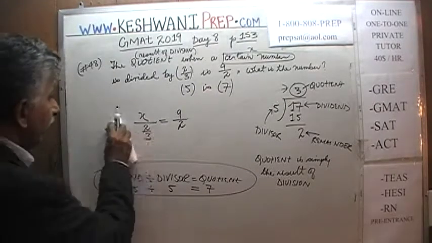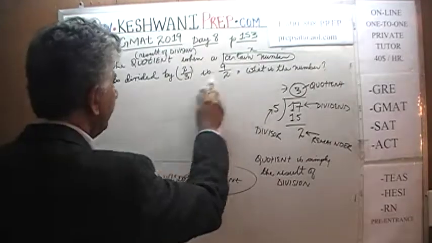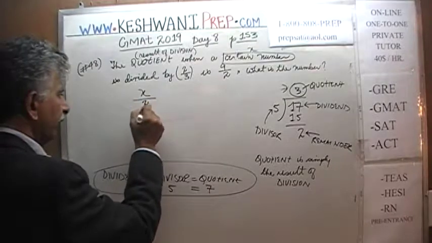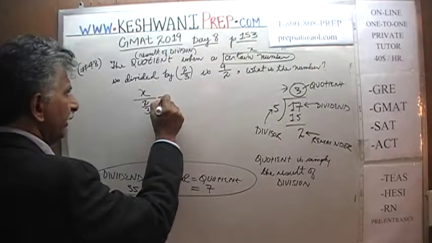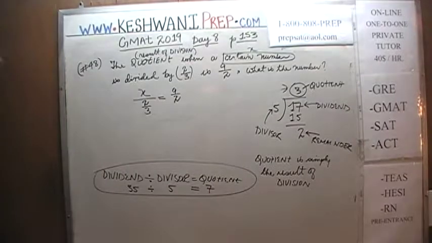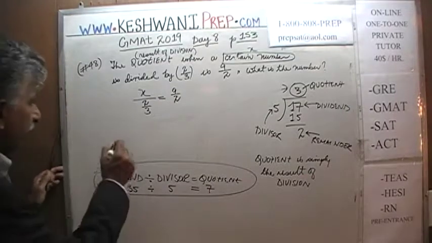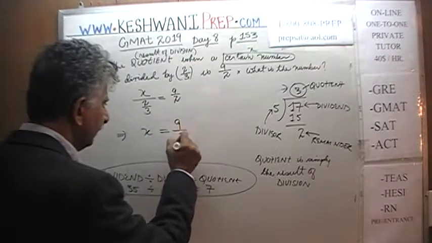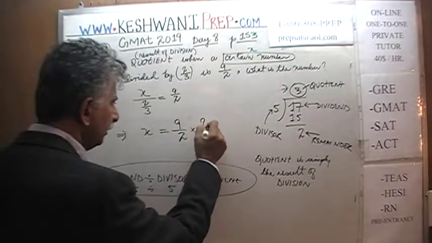I'm going to put it a little bit higher so we have a little bit more room. Let's erase this part. So one more time. When x is divided by 2/3, the result, we are told, is 9/2. How do we solve for x? It's very straightforward. Just cross multiply. So this implies that x must equal 9/2 times 2/3.